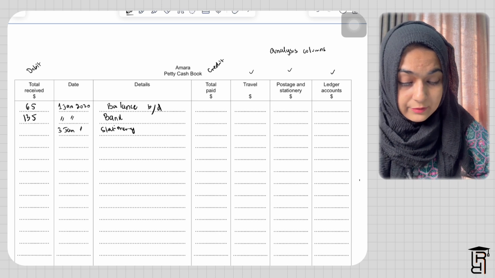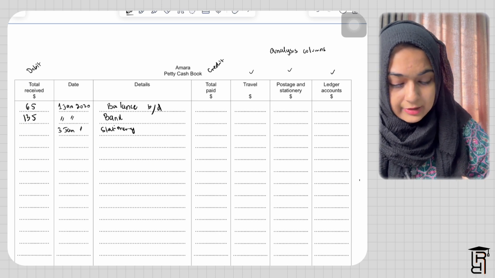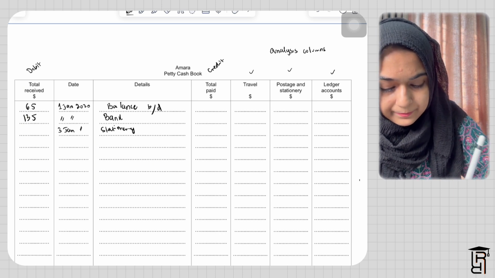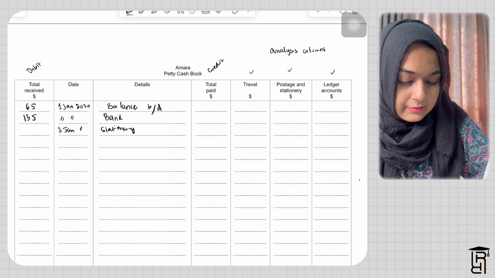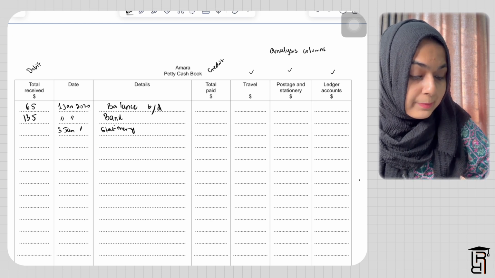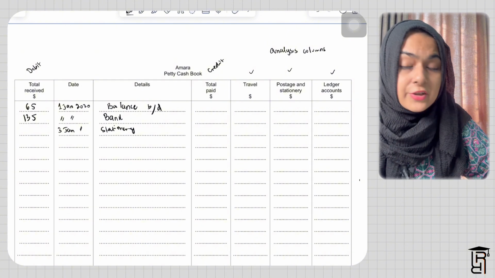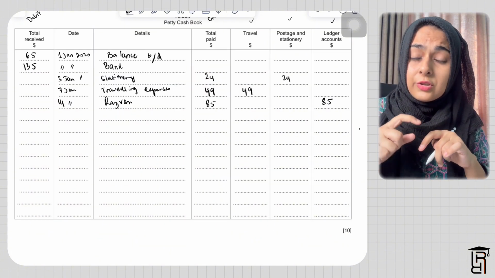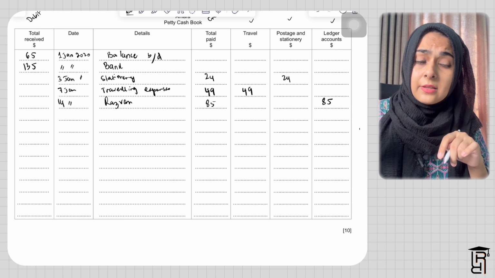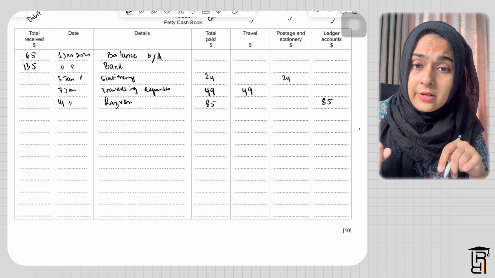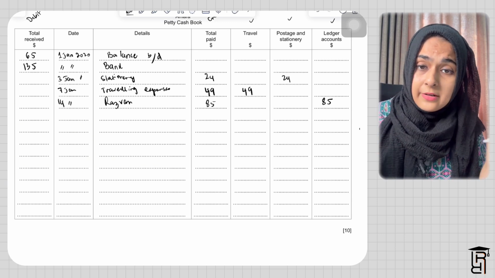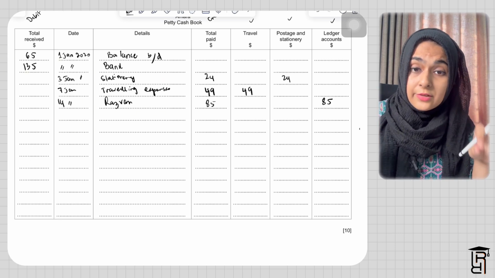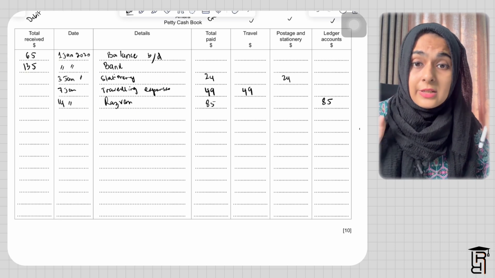I'll write here this is January 14, so I'll write here 14th January. I'll write here Razvan. I'll write here 85 in total paid, and I'll write 85 in the ledger account. So notice Razvan is also a ledger account. Razvan's account will be maintained in the purchases ledger because Razvan is our credit supplier. So in Amara's purchases ledger, we'll make the account for Razvan.